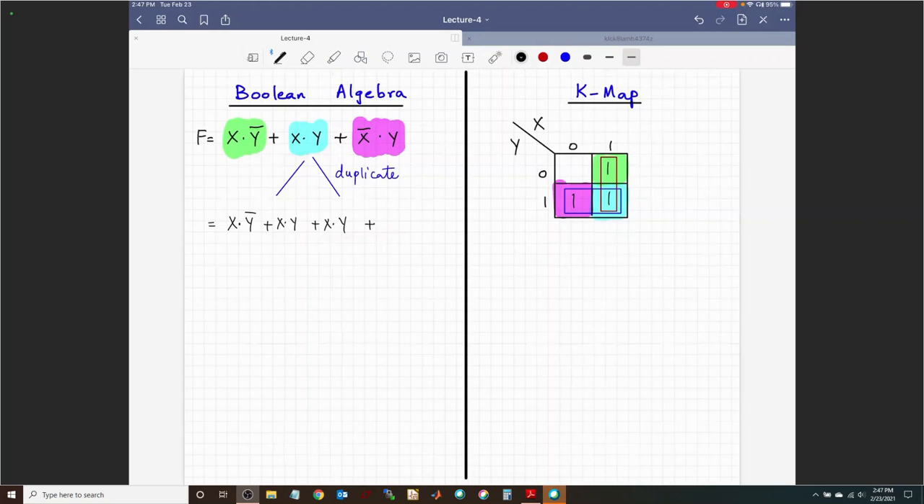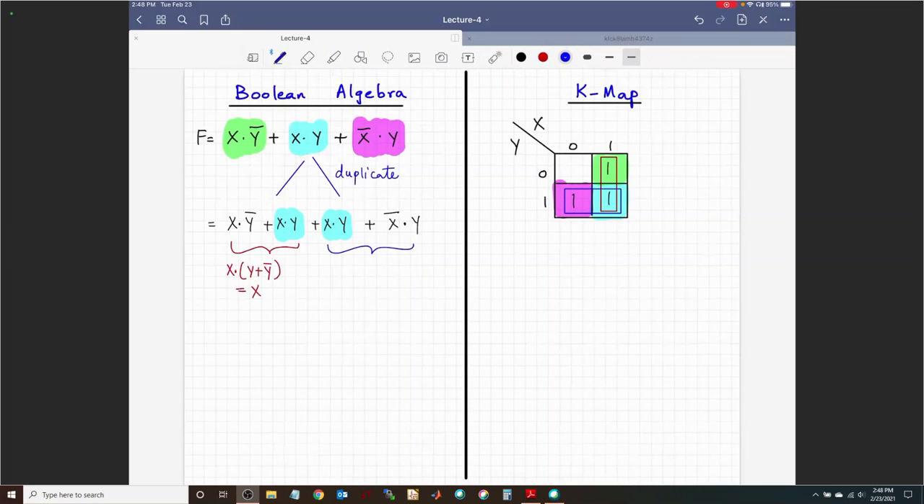The last term, x complement and y, right? So I've simply duplicated this twice, and the other terms are as is. Now we can see that this guy is going to combine and this guy is going to combine. You can pull out an x from the first 2 terms, and when you do that, you are going to get y or y complement, which is simply x.